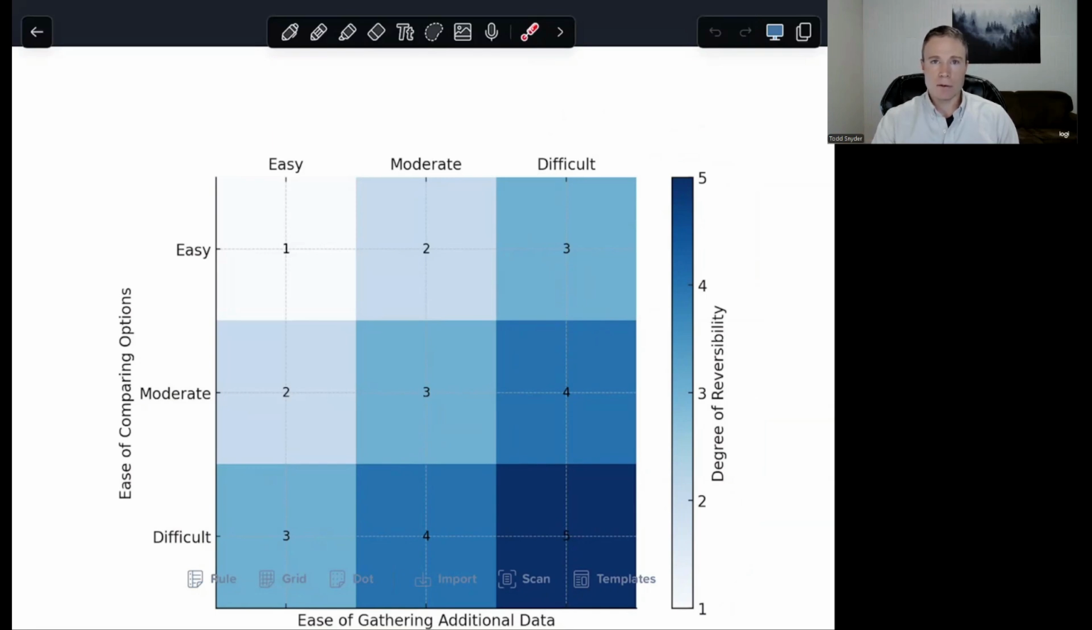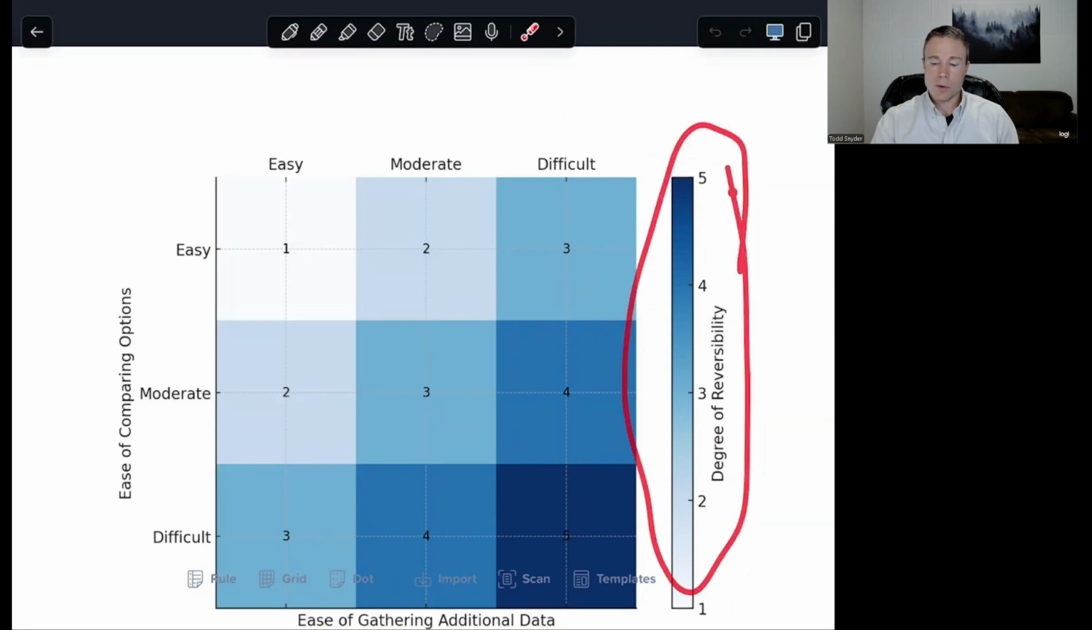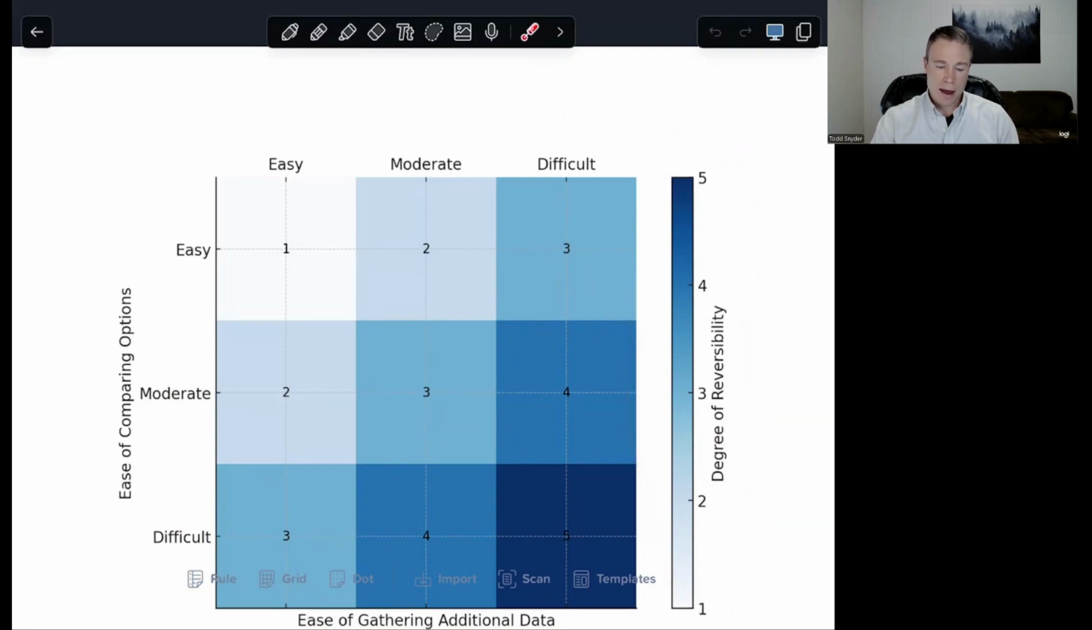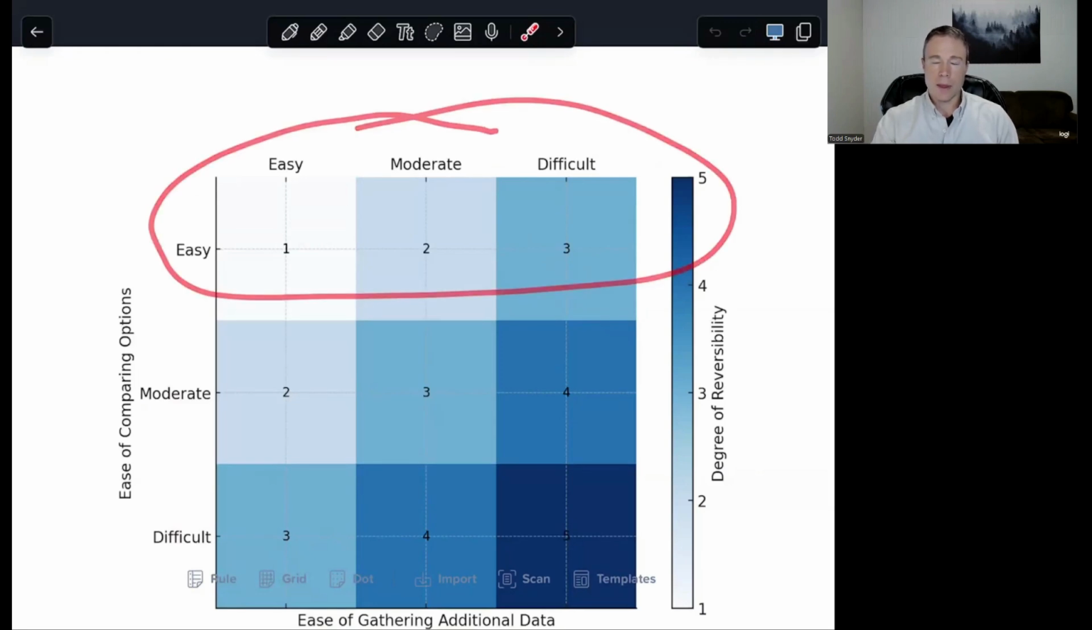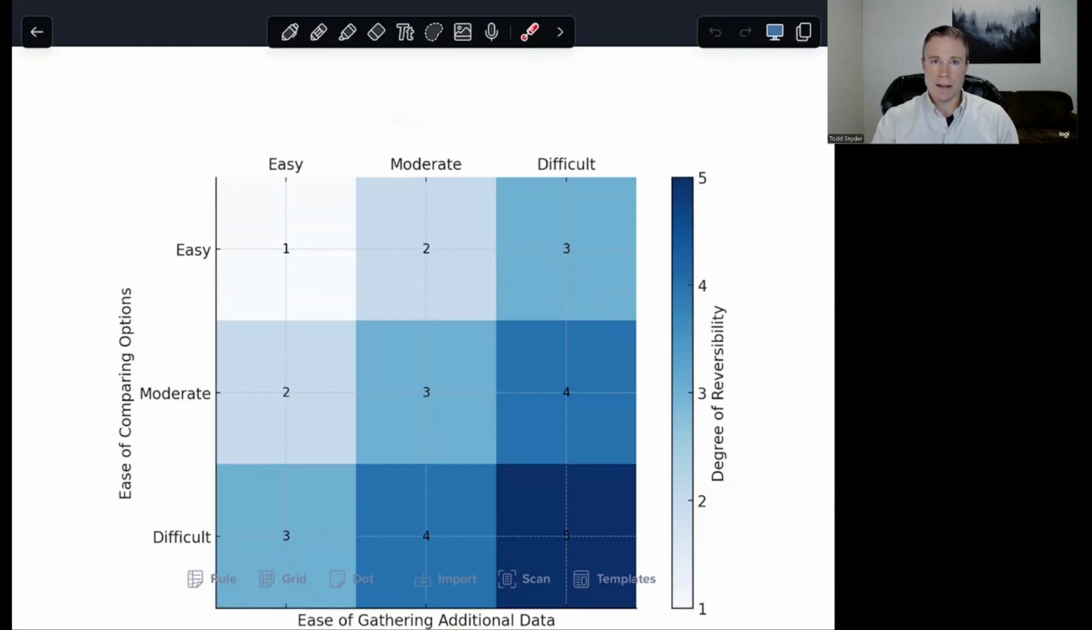Just dive in, get the data, because you can always switch if the data reveals that you chose the wrong path. So that's one of the questions you want to start with, actually: is this a reversible decision? And then ask yourself, is it easy to gather more data? And if the answer is yes, then gather more data.